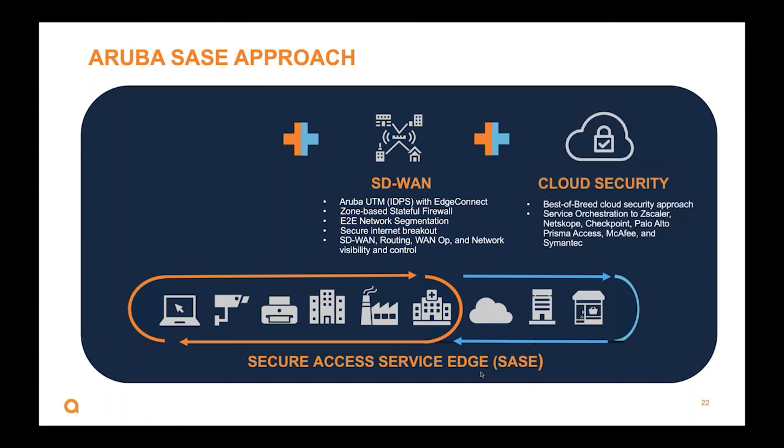Layering in our cloud security services for the best of breed approach. So now you can take a security posture based around what fits for your business. So whether it's a Zscaler or Prisma or Netscope, being able to layer those different services into the edge and use that through orchestration and service chaining and API integration.